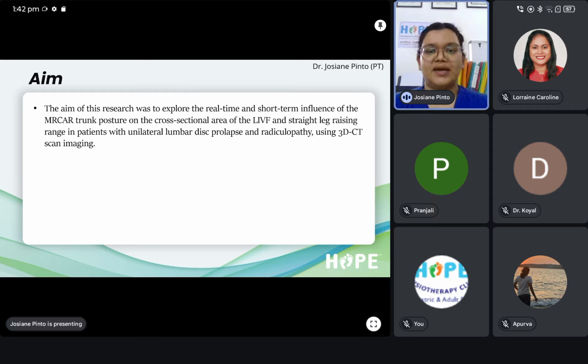So all the components in this aim: first of all, the individuals chosen, the inclusion criteria was to have, obviously, unilateral lumbar disc prolapse, and it was only a short-term influence of MRCAR on the trunk posture, and they've also checked the cross-sectional area, as well as the other outcome measure, straight leg raise. So before the study, right after it, and a little while after it again, at different time frames, the SLR was performed.